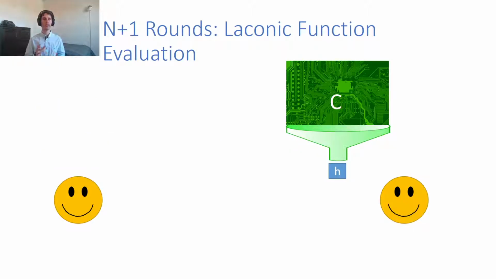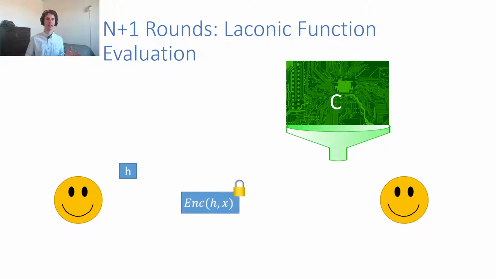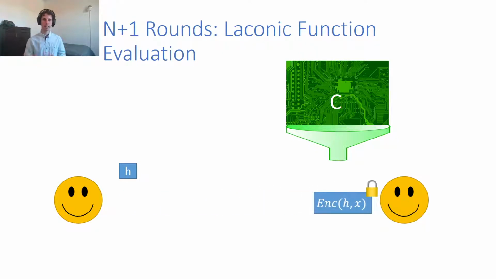The first tool we're going to use is laconic function evaluation, or LFE, which was introduced by Quach, Wee, and Wichs. In laconic function evaluation, the right party will compress a large circuit into a small hash, which it then sends to the left party. Using this hash, the left party can then encode their input X and send this back to the right party. Then, given this encoded input, the right party can decode the output of the circuit on that input, but learns nothing else about the left party's input.